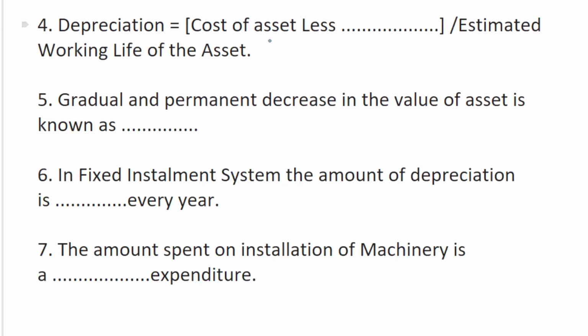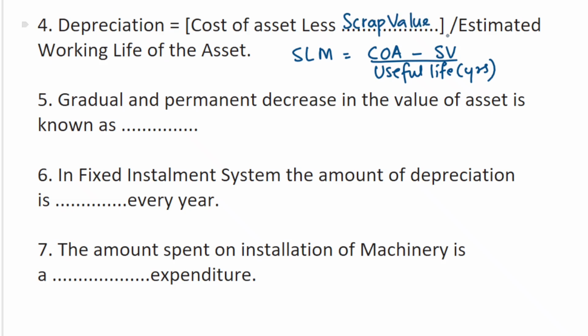Okay. Question 4. Depreciation is cost of asset less dash divided by estimated working life of asset. We know the formula of depreciation as per SLM method is calculated as cost of asset minus scrap value divided by estimated life of asset, that is also called as useful life, that is in years. We know this formula. So the right answer will be scrap value. And we also know scrap value is also called as terminal value. You can write scrap value or terminal value, both are correct.